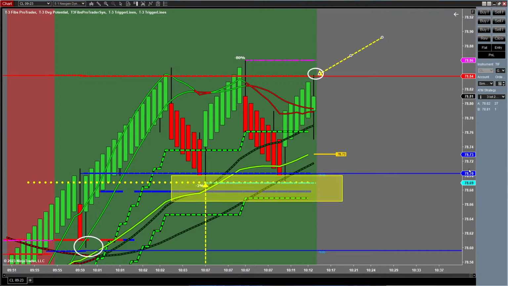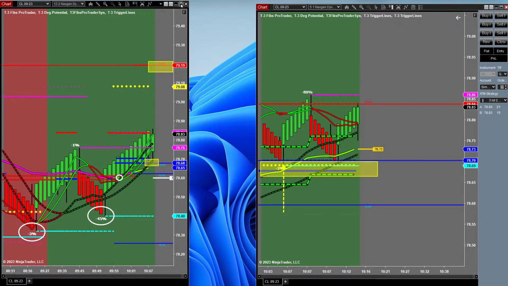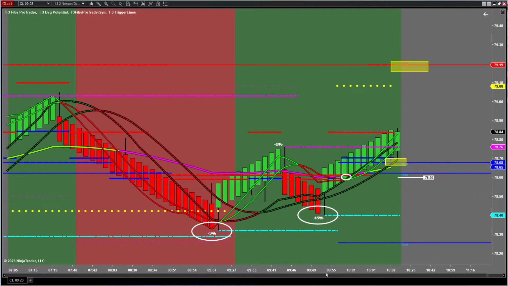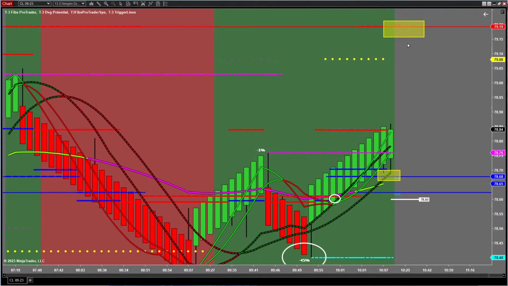So that's what has to happen, which I think it will. But that's what has to happen for continuation to the upside, which I think we're going to get. I've already made my case, right, that we're going up to here. We'll see what happens. I'd bet $20 that we're going up, but we'll see what happens.